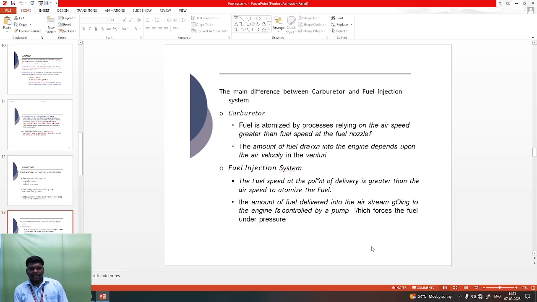Next, in the carburetor the fuel drawn depends upon the air velocity in the venturi meter. But in fuel injection, the fuel is delivered to the engine by using a pump to control the fuel delivery. These are the major differences between the carburetor and the fuel injection systems.